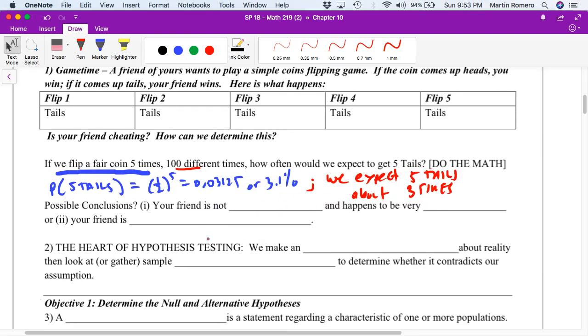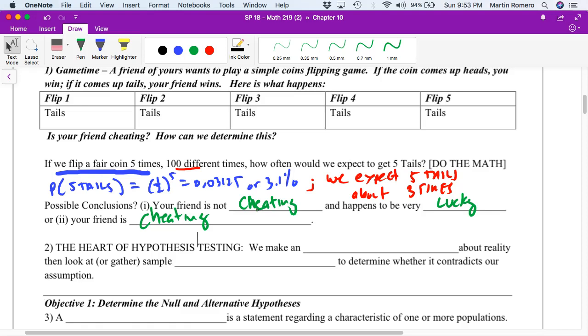Your friend is not cheating. So that's one of the conclusions. Your friend is not cheating. He happens to be very lucky, right, to get five tails in a row, because that only happens 3% of the time. And if you did it 100 times, it would only happen three times. Or your friend is cheating. And so at the heart of hypothesis testing is this idea that you observe some sample situation, and then you use that sample data to test your claims or hypotheses about something.